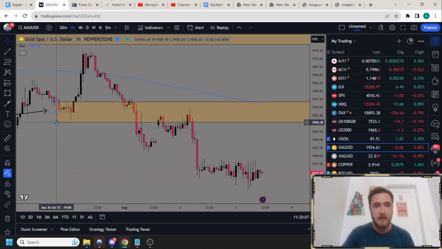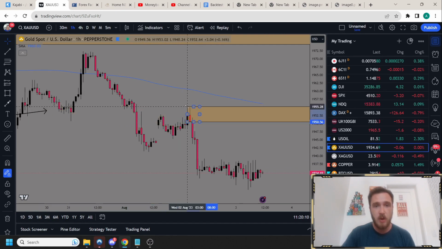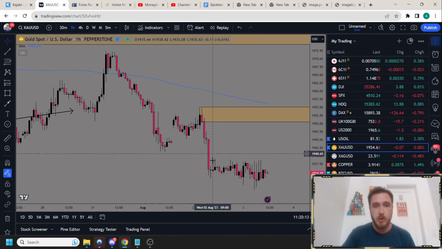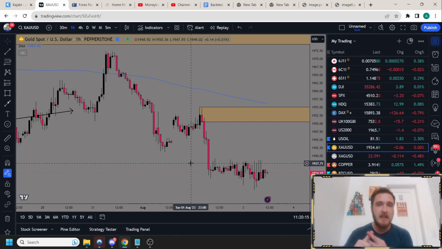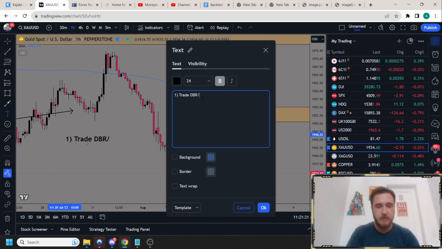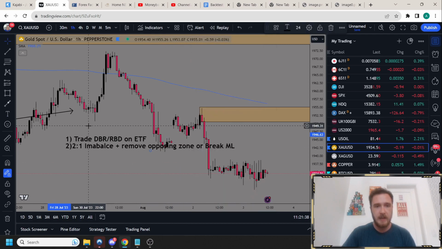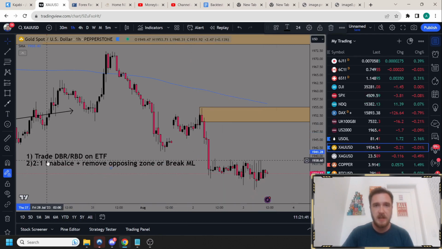We go down to the 1-hour time frame. We could identify this as a strong quality 1-hour supply zone, strong imbalance to the downside. The imbalance candlestick is the first 1 to 3 candlesticks. And if it doesn't go 2-to-1 within that time period, I am not interested in trading it. So quick recap: number one, trade drop-based rallies and rally-based drops on the entry time frame. Number two, 2-to-1 imbalance plus removing an opposing zone or breaking a momentum line. Okay? Hands down, those are the two mistakes. Those are the things that you got to start doing.